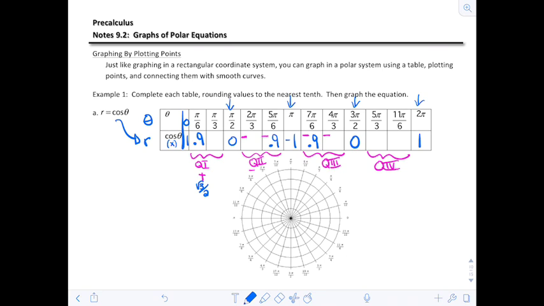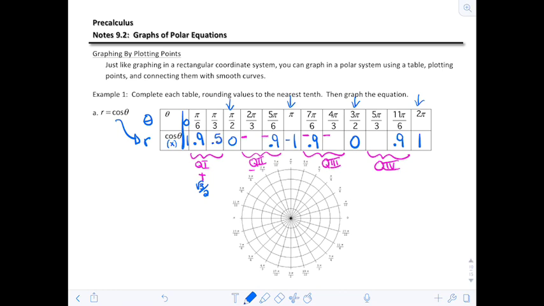And the last one, when I go to the fourth quadrant with a reference angle of pi over 6, would be 11 pi over 6, so that's also 0.9. All right, now think about pi over 3. That's 60 degrees. The cosine of pi over 3, or 60 degrees, is 1/2.